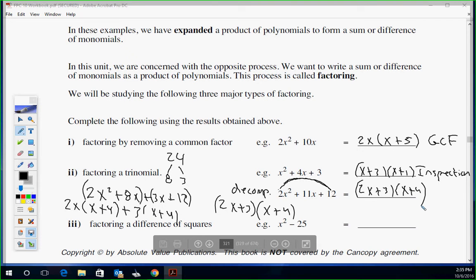Okay, factoring differences of squares is a bit easier because they're a pattern. Because is x squared a perfect square? Yes. Is 25 a perfect square? Yes. So as soon as you notice that, you'd say, oh, that means it's the one without the middle. And so you'd write x plus 5, x minus 5, because that's the square root of 25.